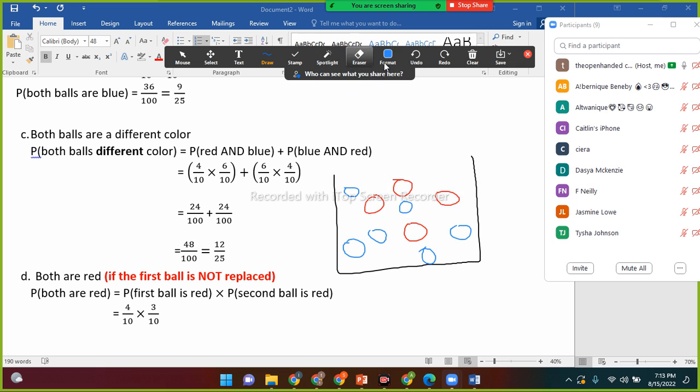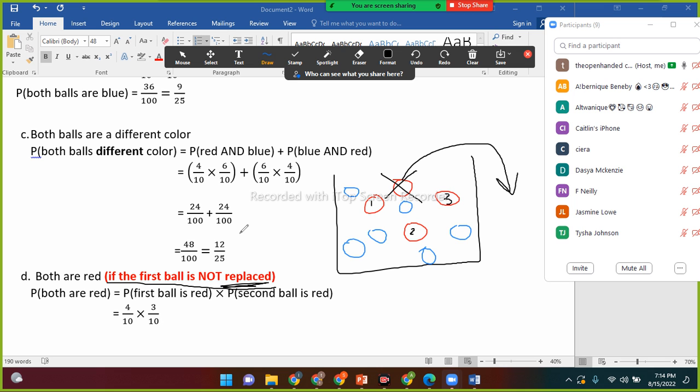So if we look at this carefully, they said that we can't replace the first ball. So when we take out the first ball, that goes away. That ain't coming back because we ain't replacing it. So now when it's time to get the second ball, how many balls do we have left to choose from? 3. So it's 1, 2, and 3, because it's no replacement. So then it's going to be 3 over 10.